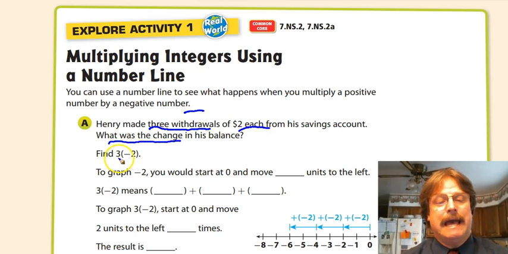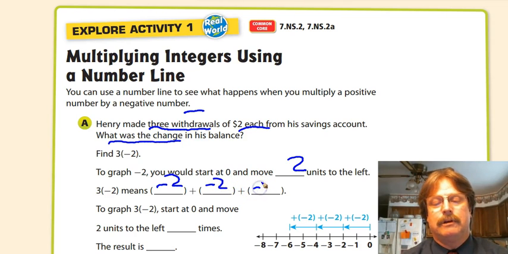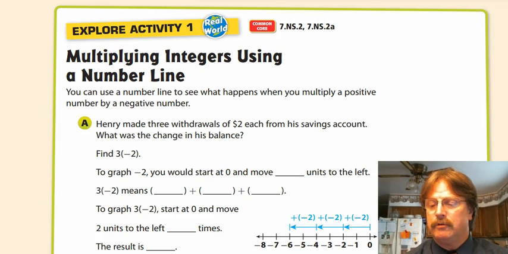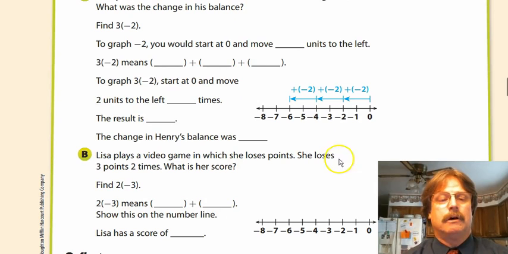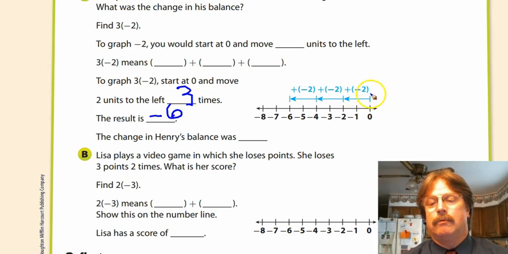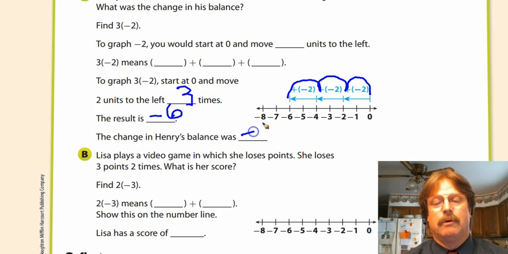So we go ahead and rewrite this, and we have 3 times, so there's the 3 withdrawals, and we're taking out $2 each time. So if we graph -2, we would start at 0 and move 2 units to the left, which means that we're going to do that 3 times. And we're going to write that as -2 plus -2 plus -2. So to graph 3 times -2, we start at 0 and move 2 units to the left. How many times? We're going to move 3 times, and that's what it shows right here. So the result is -6. Here's the one group of 2, the next 2, and the next 2, so there's the 3. So the change in Henry's balance was -6.